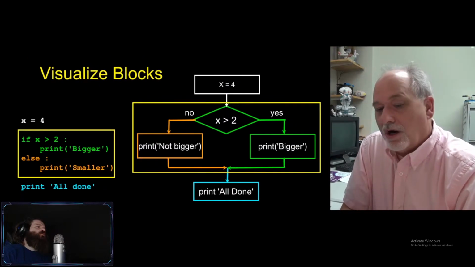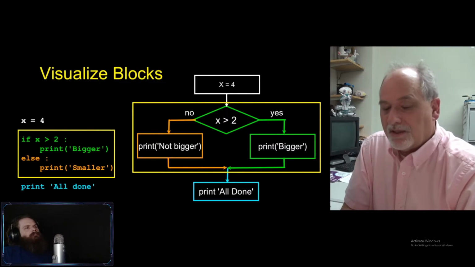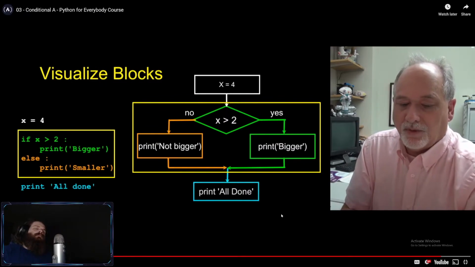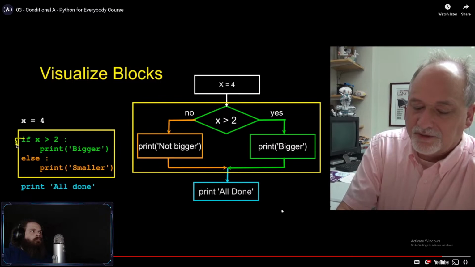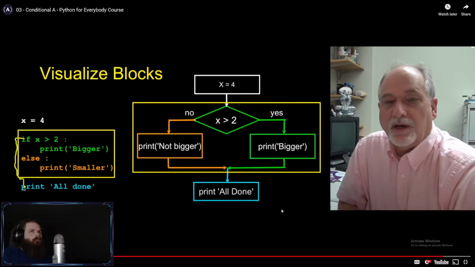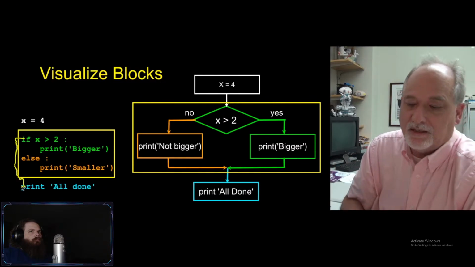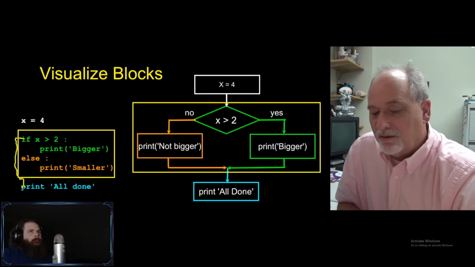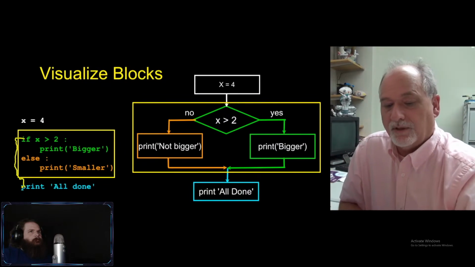And again, you sort of draw these blocks around these things mentally, and in this one the else is really part of the block, up to but not including that print, which is de-indented back to the same level as the if statement. Okay?